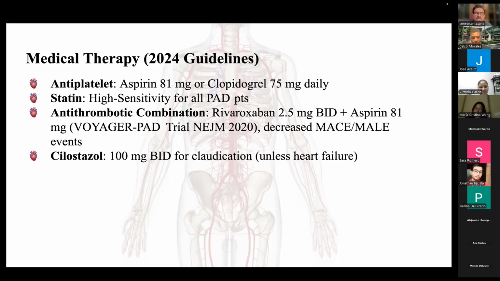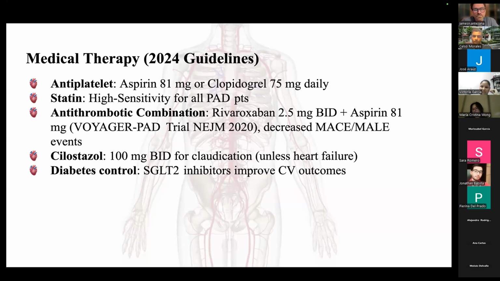Cilostazol is a carbonic anhydrase inhibitor. It works on the red blood cell level, making it more malleable, allowing it to go through these small vessels that peripheral artery disease patients have. And it allows the red blood cells to carry that oxygen through to the tissues that are in need. However, you have to be careful because of its properties as a carbonic anhydrase inhibitor that can exacerbate heart failure. So one of the complications of cilostazol could be exacerbation of congestive heart failure in patients.